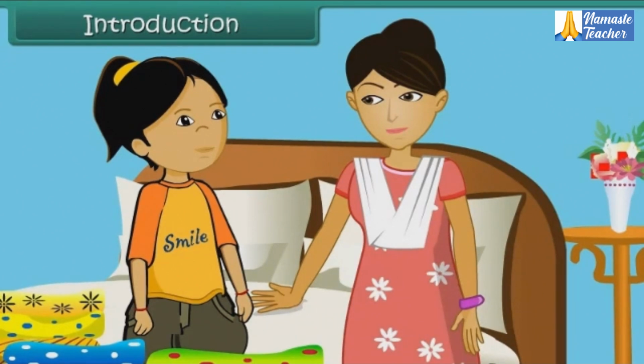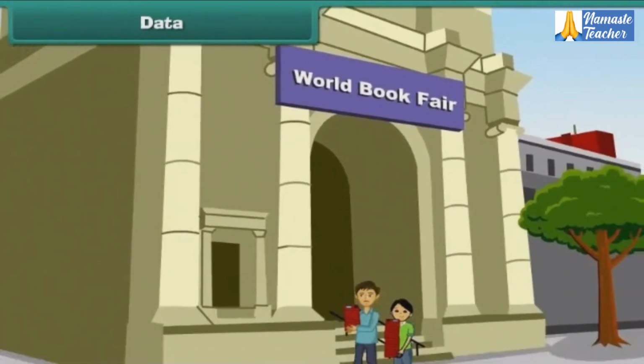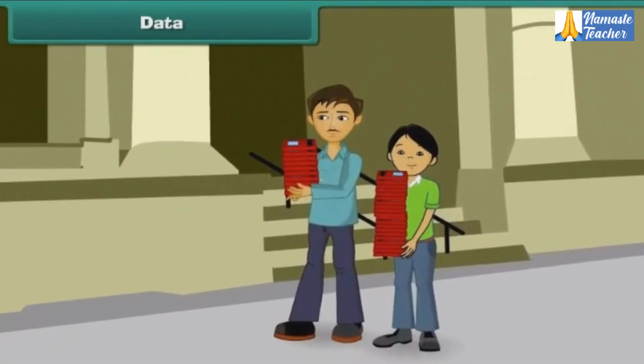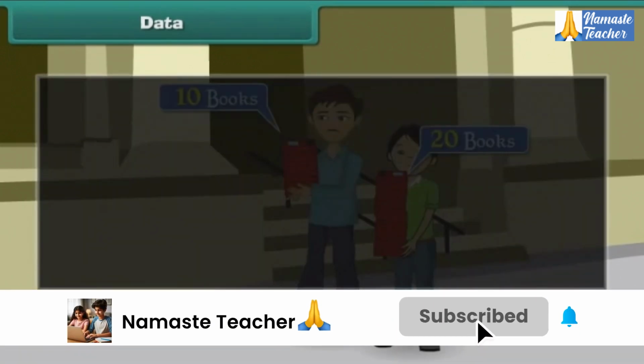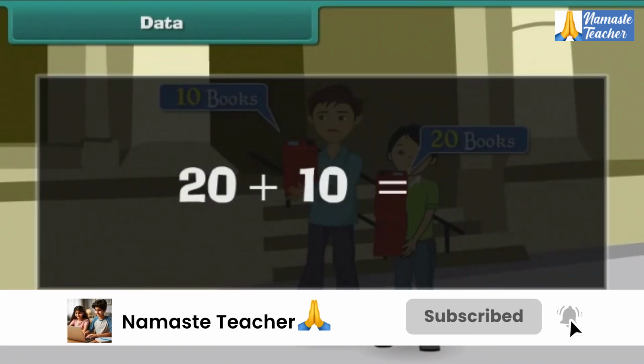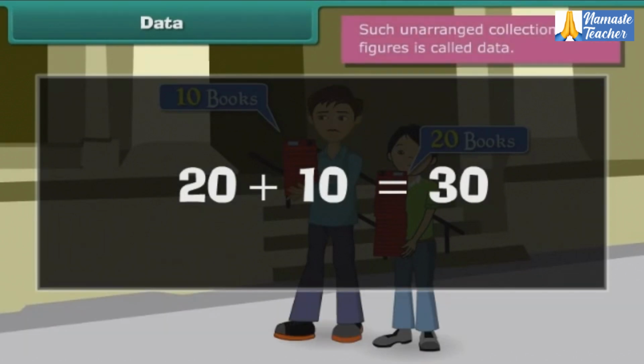Children like Soumya, you are also keen to know about data handling. So, come with me to learn about data handling. Data. Ravi and his father are returning home from the World Book Fair. Ravi has bought 20 books at the fair. His father has bought 10 books. In all, there are 30 books. The figures 20, 10 and 30 are unarranged. So, such unarranged collection of figures is called data.